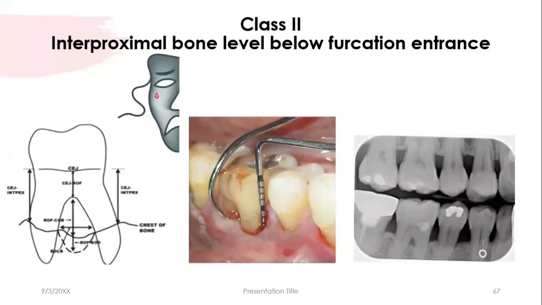In a condition of the sad face, I mean when the interproximal bone is below or at the same level as the furcation involvement, here is the importance of the radiograph. I can't detect the bone level without an X-ray. The regenerative procedures are not indicated and bone growth is not predictable.